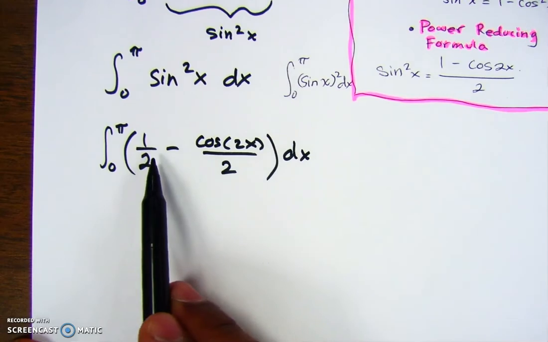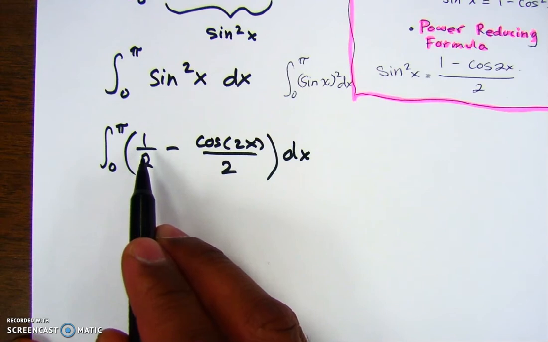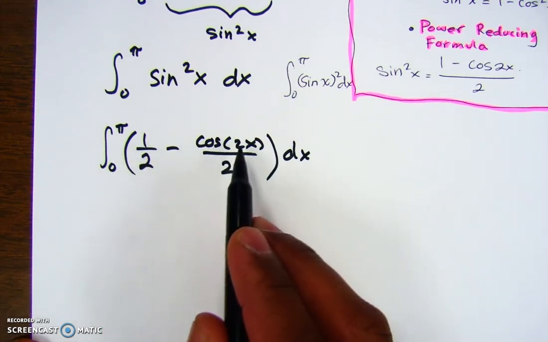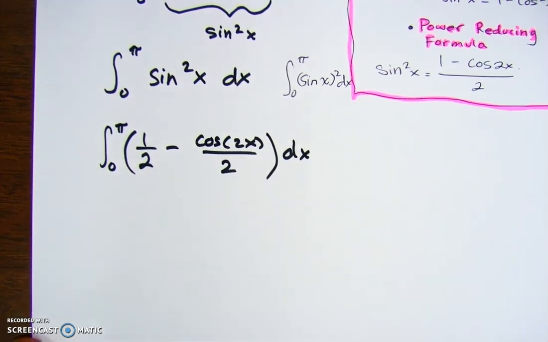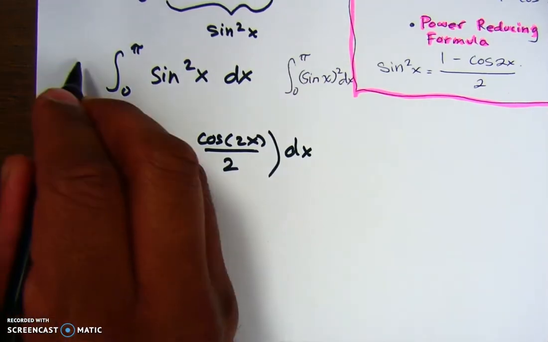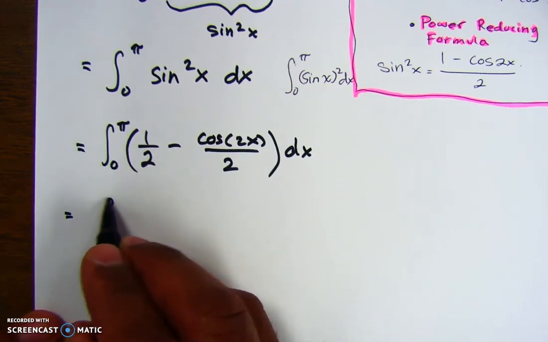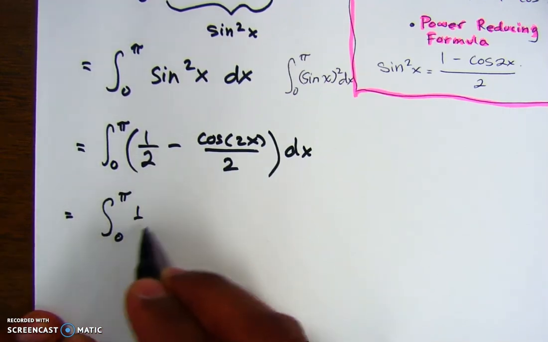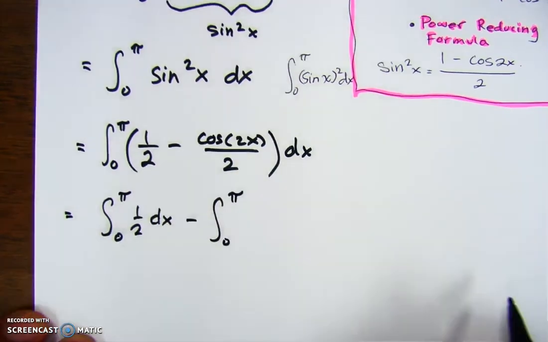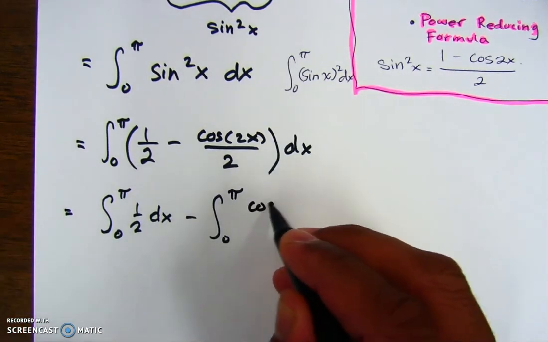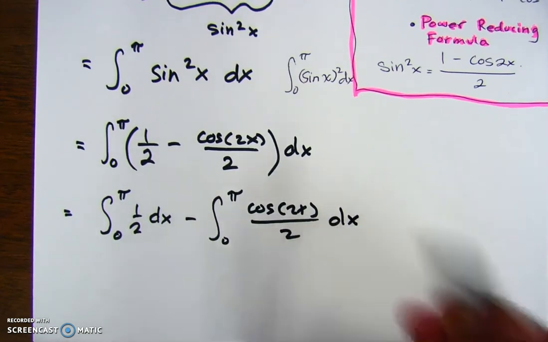I'm going to split it because if you notice, integrating 1/2 is real easy. However, integrating cosine of 2x over 2 is not too bad, but it's a u substitution because of the 2x. So I'm going to go ahead and rewrite this as the integral 0 to pi of 1/2 dx minus the integral 0 to pi of cosine of 2x over 2 dx.